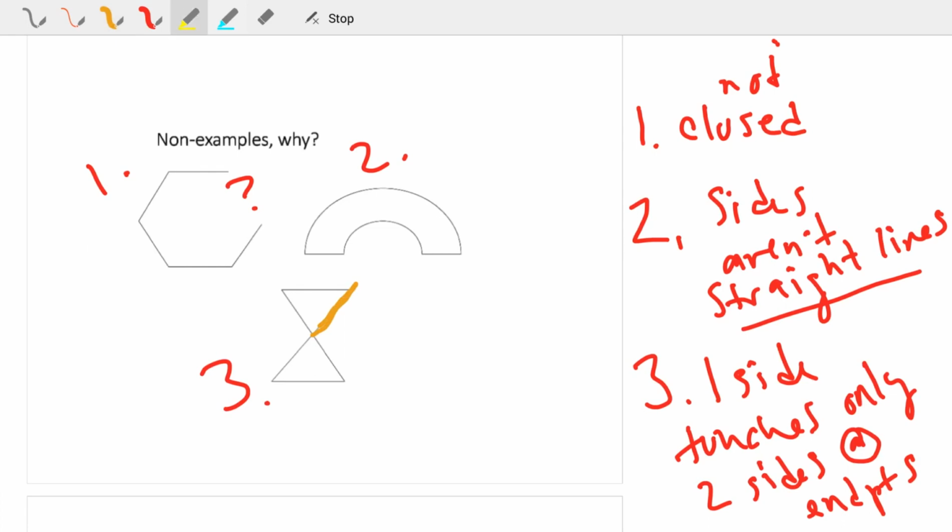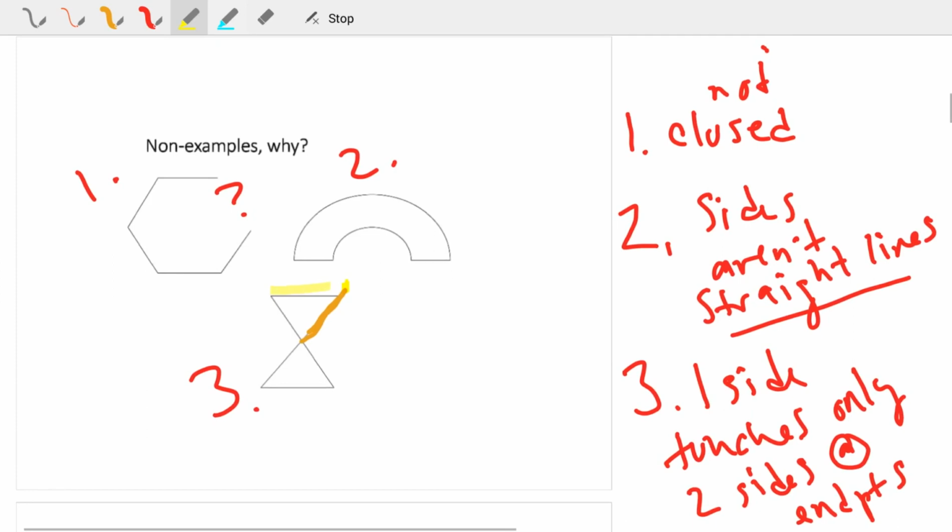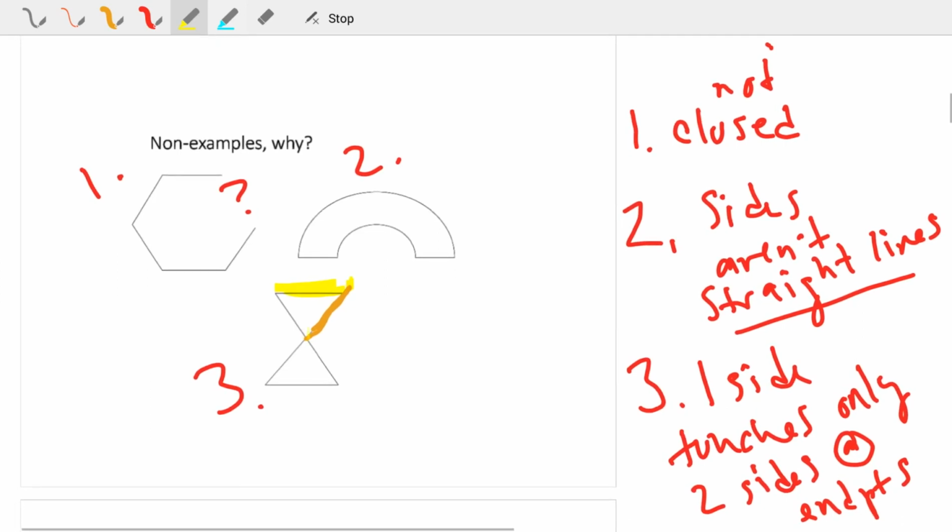Let's count how many sides this side touches at its endpoints. The endpoint is here, so it touches this side, so that's 1. Another endpoint is here, but if you notice, this one touches this one, and that one. So it touches 4 sides instead of the 2 that we actually need.